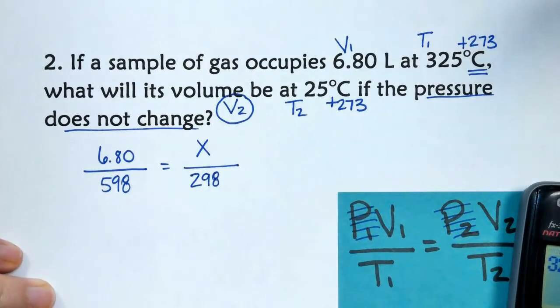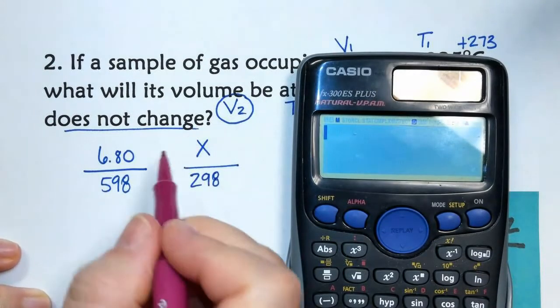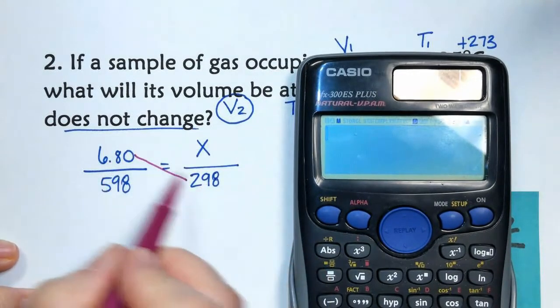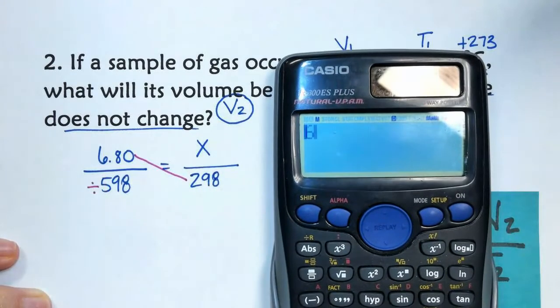So now that I have my problem set up, I can use cross multiplication to solve it. Remember to start your cross not at the X. So we're going to multiply these two numbers, and then the last number left we're going to divide by.